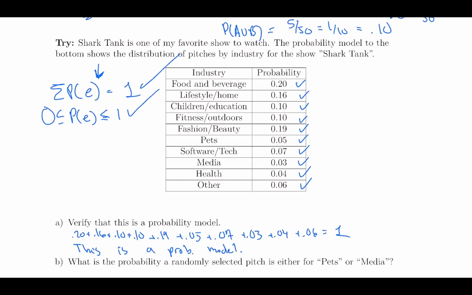All right, so that's a little review of what we went over yesterday. Everybody good with part A?